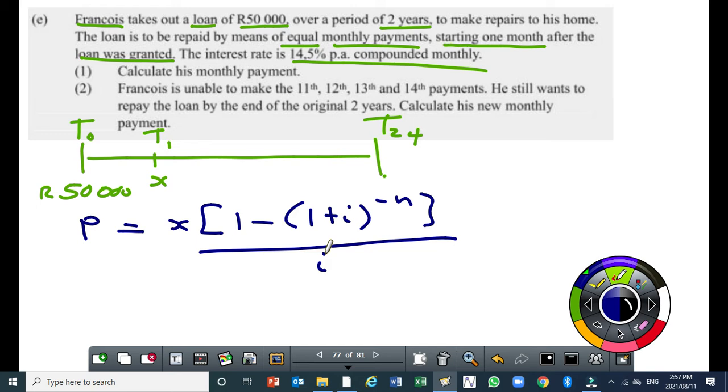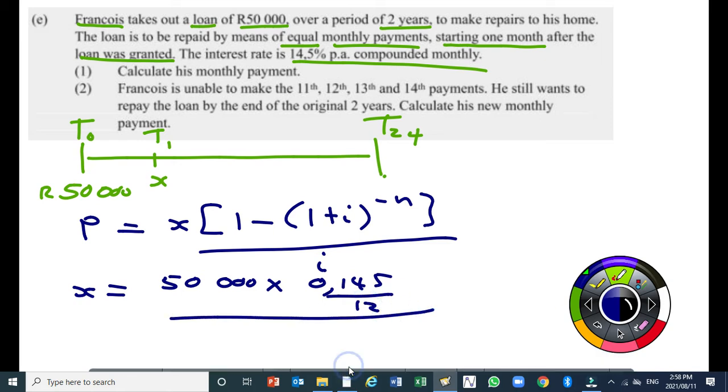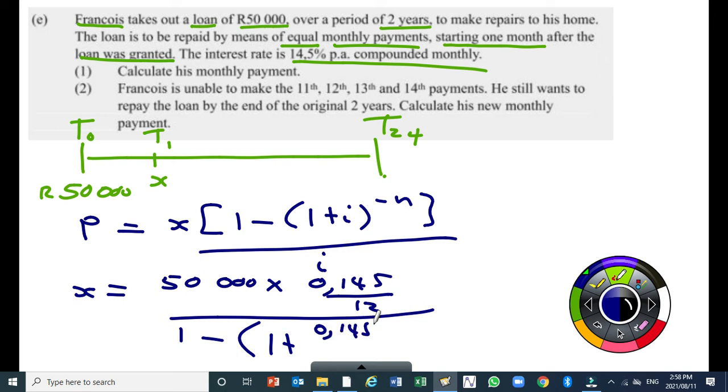Okay, so we want to calculate X. By now, you should know that X is equal to the amount borrowed, which in this case is 50,000, times the interest rate divided by 12, which will be 0.145 over 12. Then we divide this by everything inside the square bracket. You should know that by now. So that will be 1 minus 1 plus 0.145 over 12 raised to the power of, now here we have a total of 24 payments, so that will be minus 24.